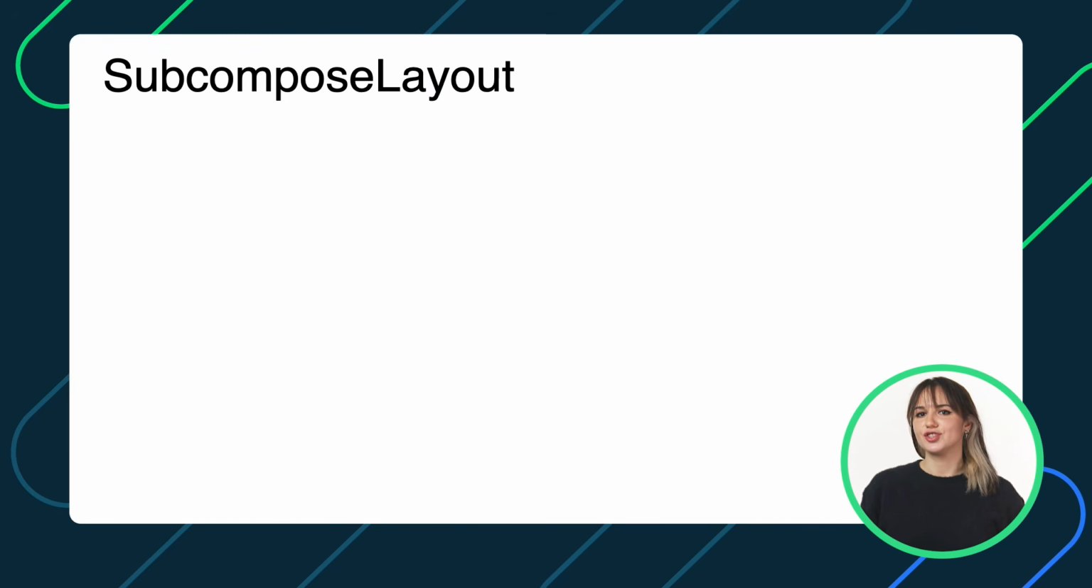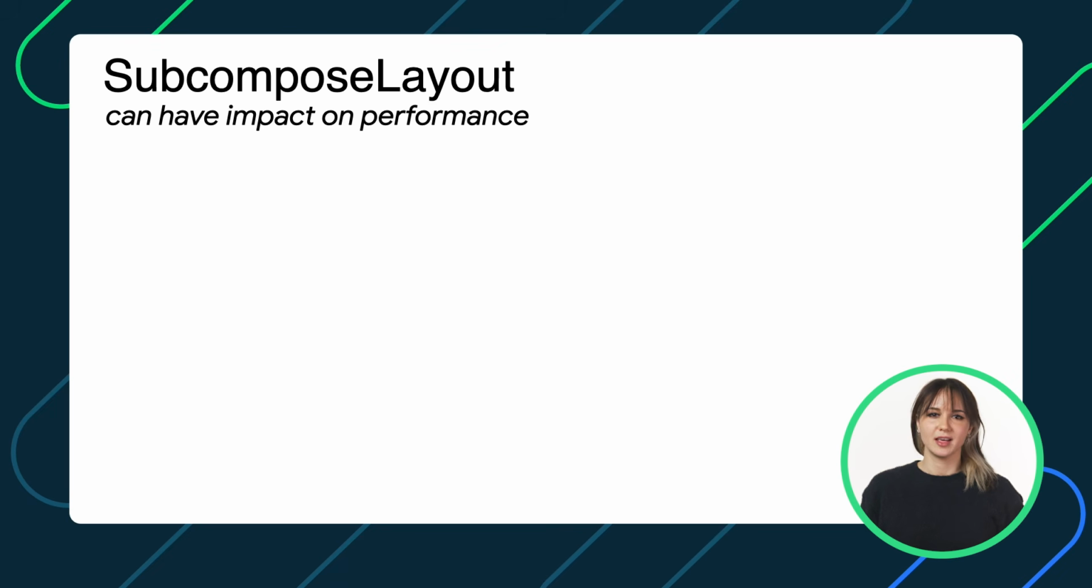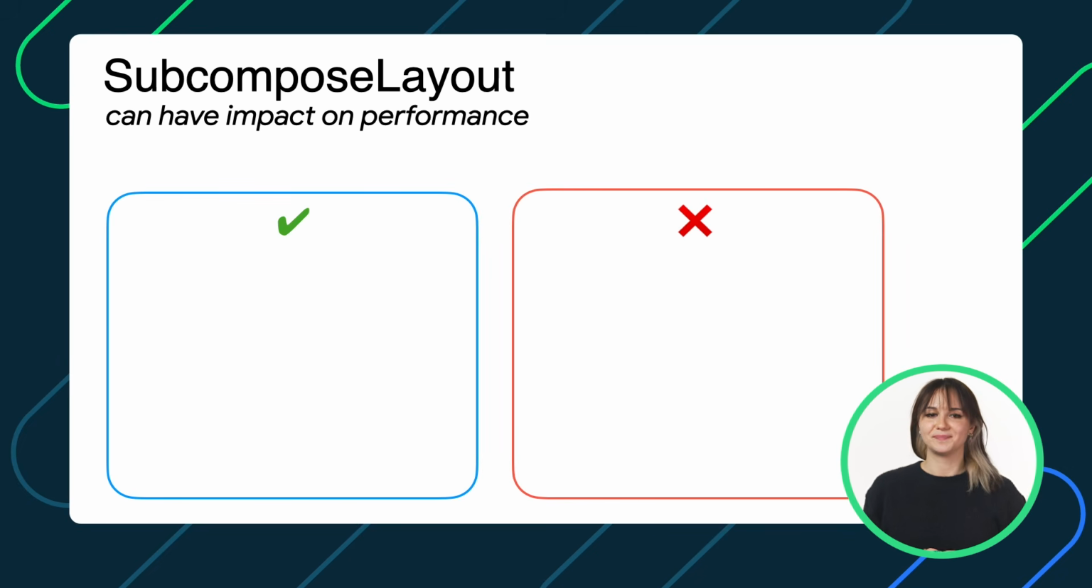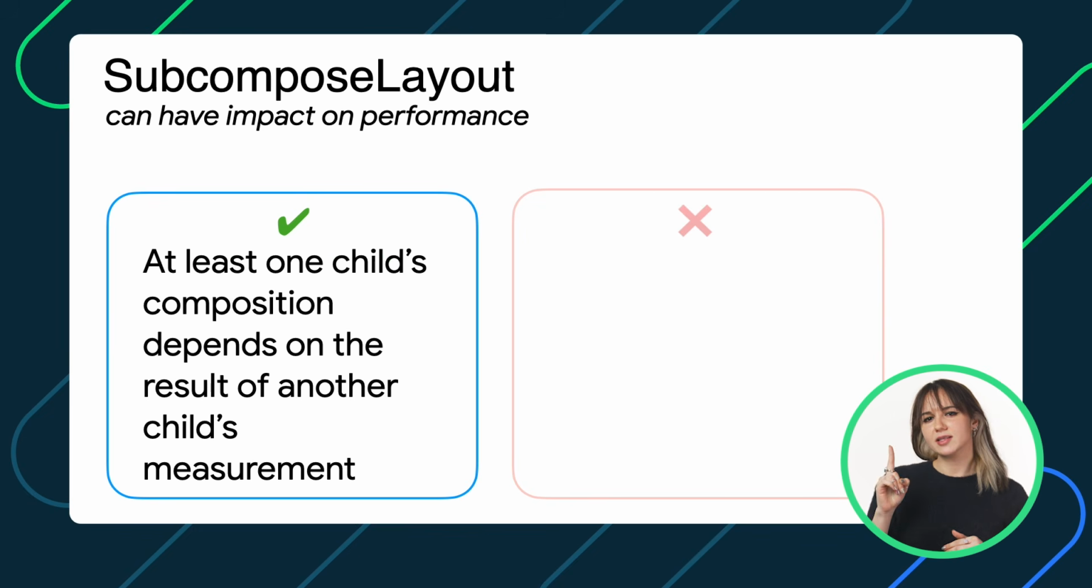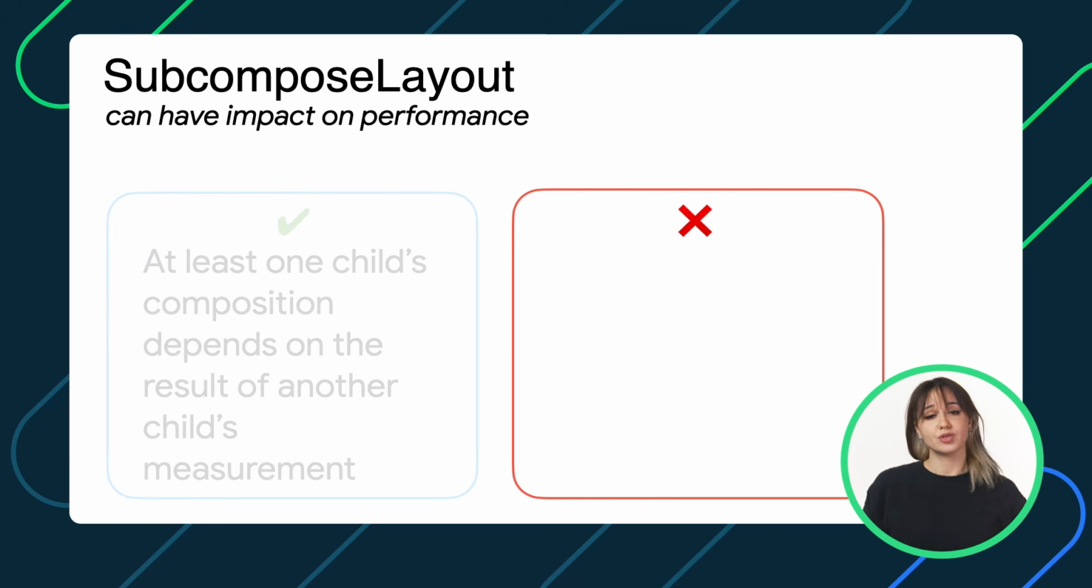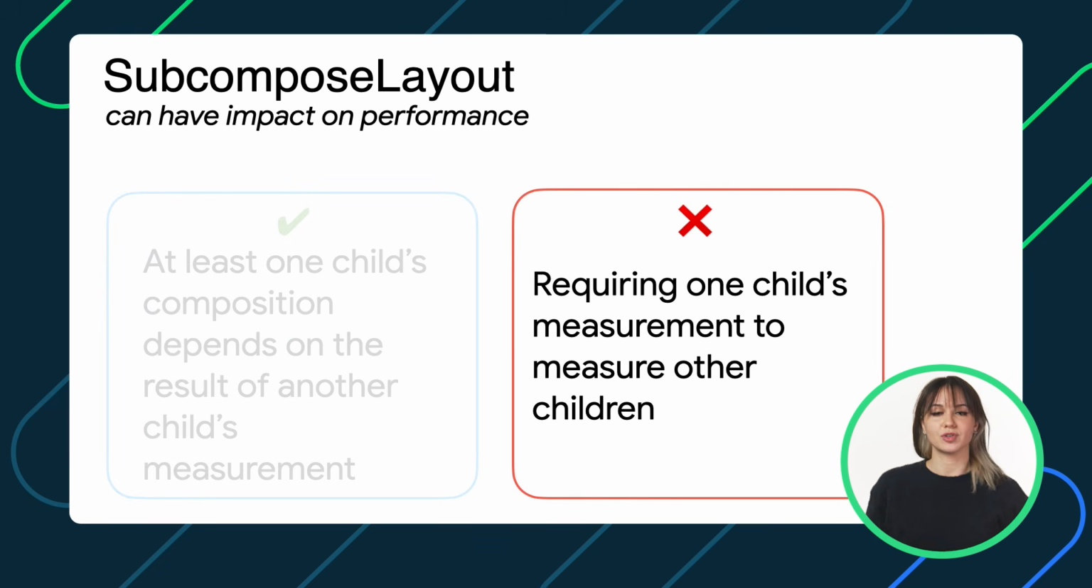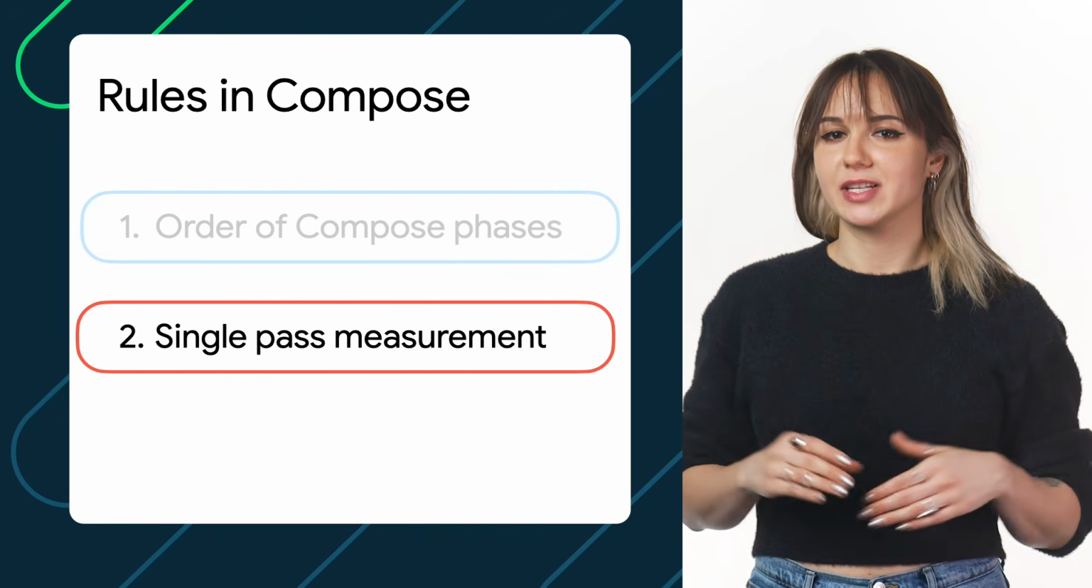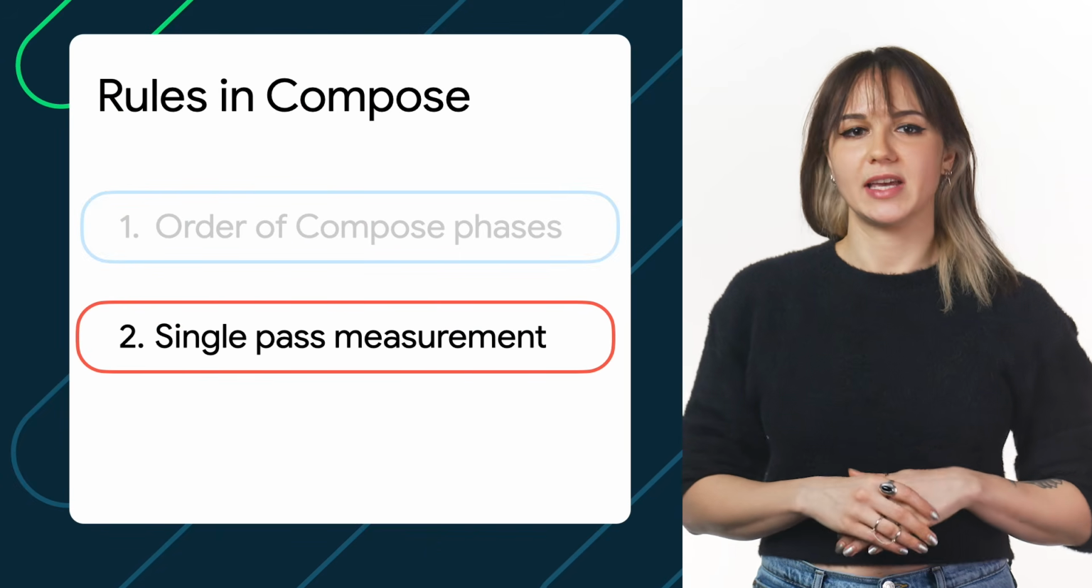As SubcomposeLayout changes the usual flow of Compose phases, there are certain costs and limitations when it comes to performance. Therefore, it's very important to understand when SubcomposeLayout should be used and when it's not needed. A good quick way of knowing when you might need SubcomposeLayout is when at least one child composable's composition phase depends on the result of another child composable's measurement. We've seen valid use cases for this in lazy components and BoxWithConstraints. If, however, you just need one child's measurement to measure other children, you can do so with a regular layout composable.